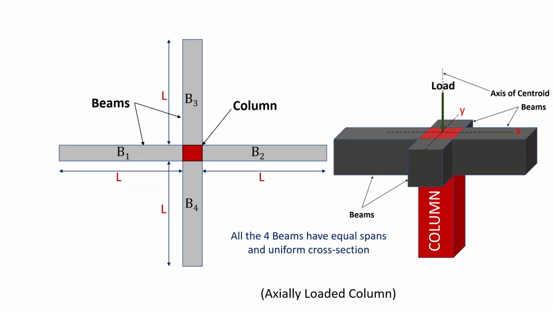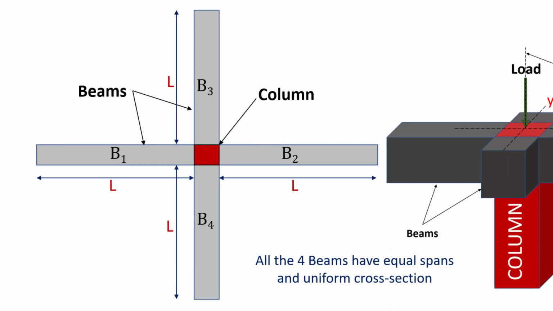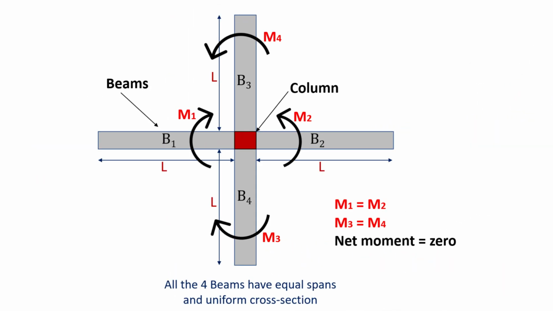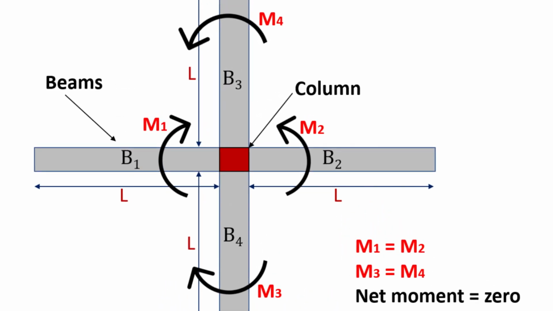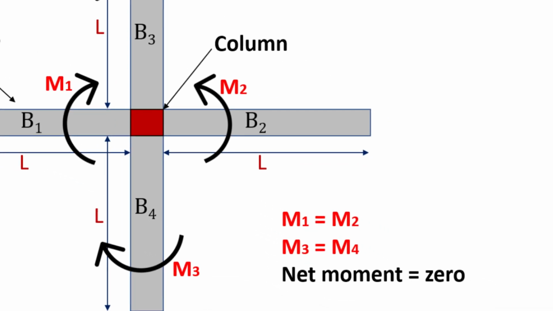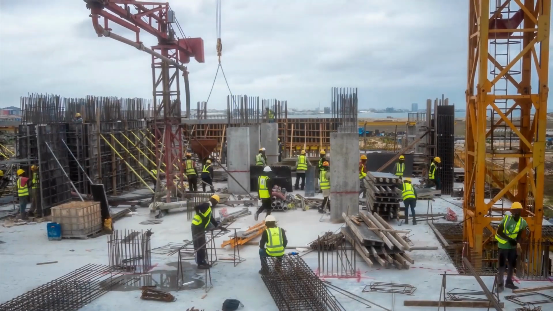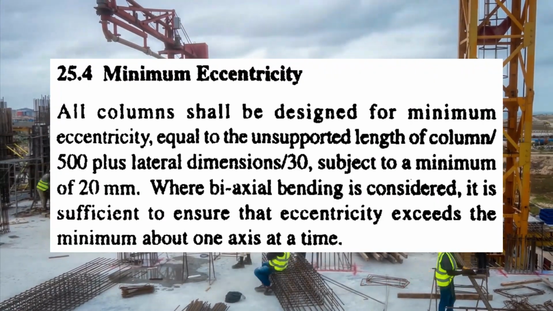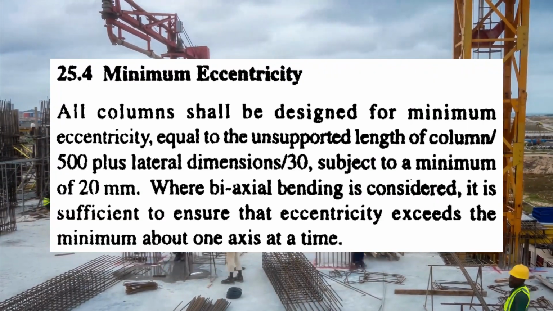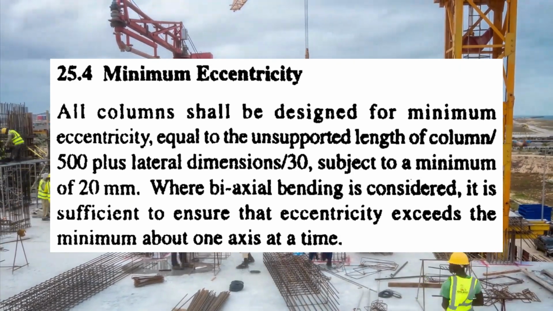In these columns, the beams surrounding all four sides of the column have identical lengths and cross sections. Consequently, the moments produced by each of the four sides are of equal magnitude, and the opposing beams counterbalance each other's moments. As a result, the overall moment effect is negligible. However, it's practically very difficult to cast an axially loaded column. Therefore, according to IS 456-2000, it's recommended to design a column by also taking into account a minimum eccentricity.